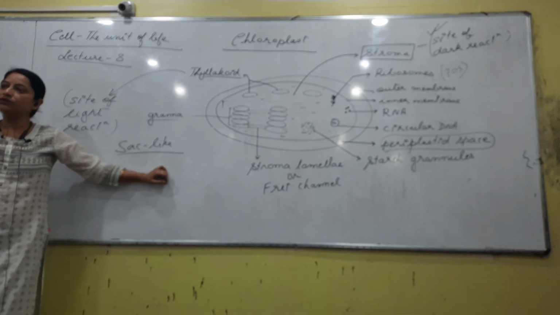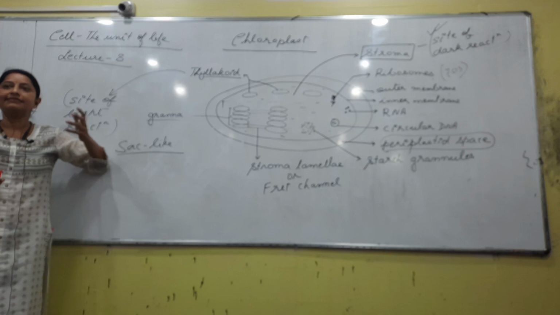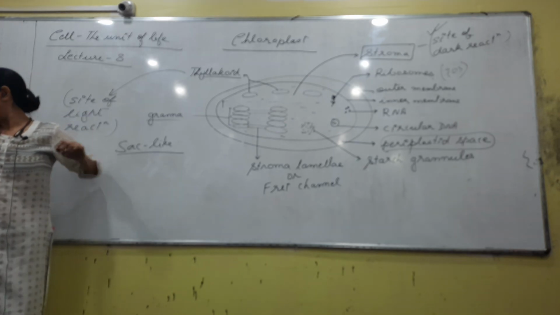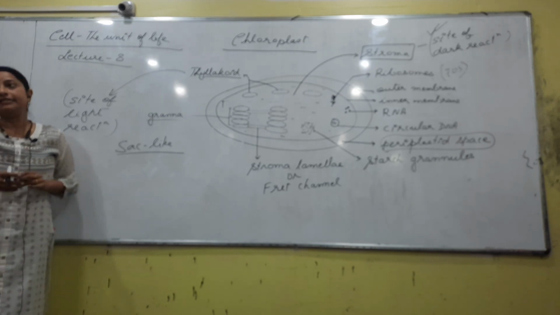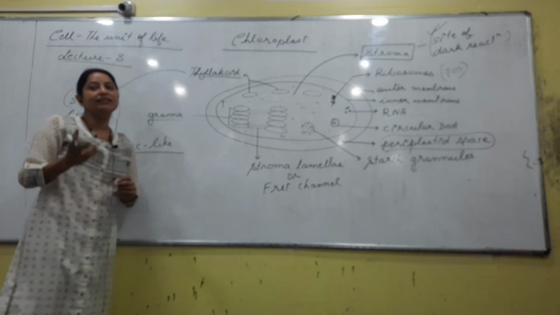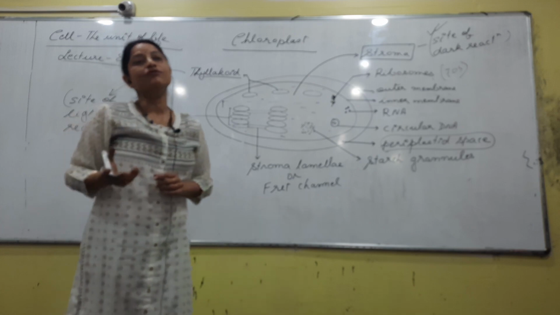Why does the light reaction occur in the thylakoid? Light reaction means someone will have to take in the light, right? Light in the form of photons, right? So someone has to take in the light. Plants take in light. This is something that we study. Plants absorb light and they conduct photosynthesis.